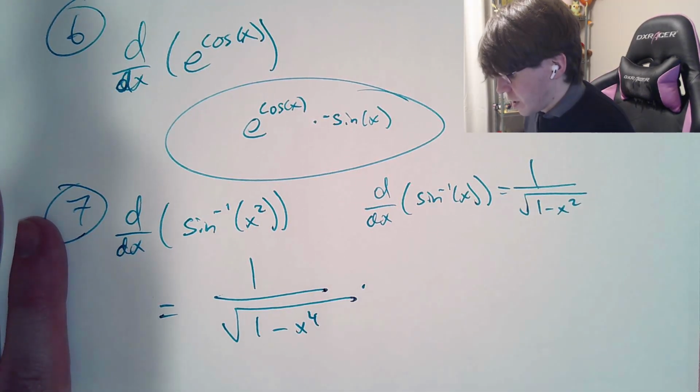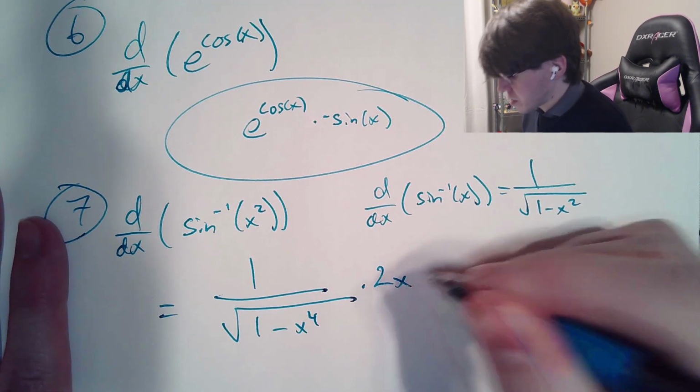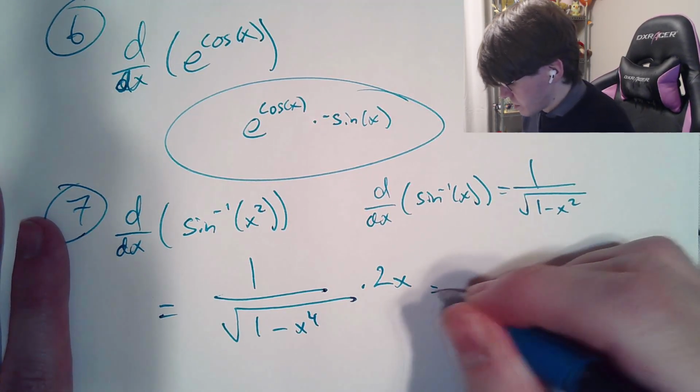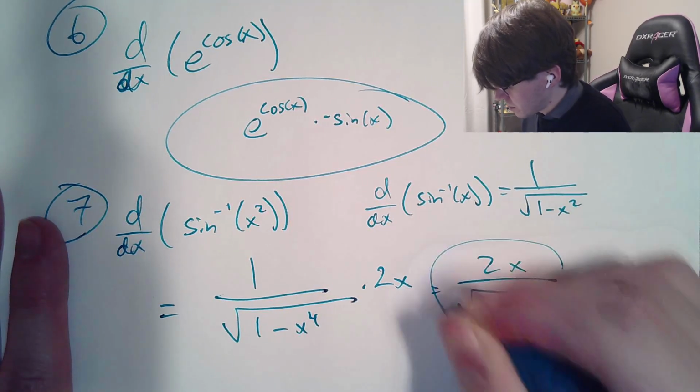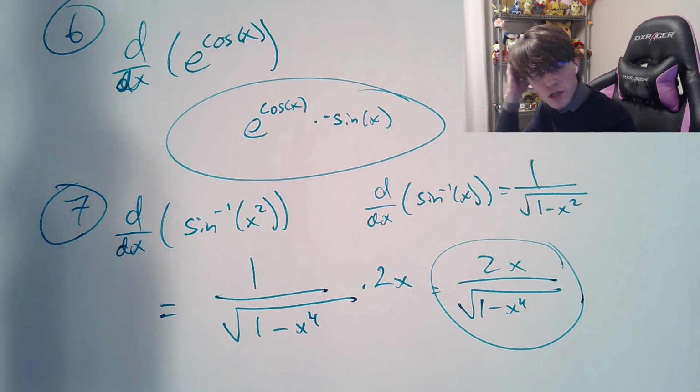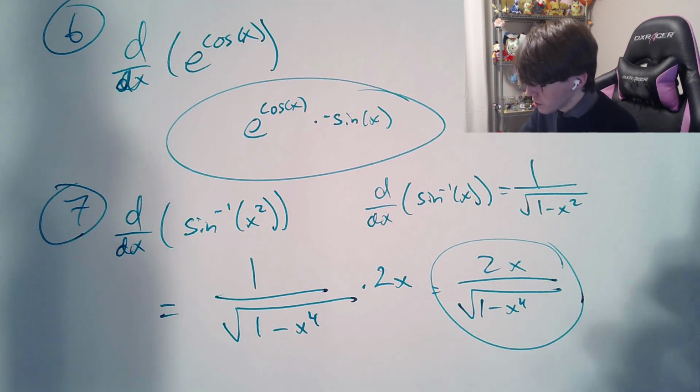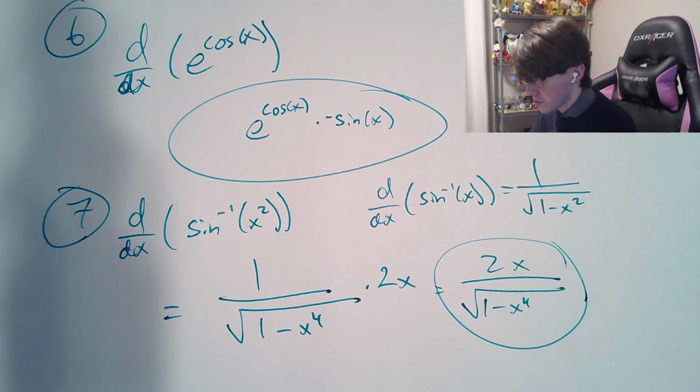And then you're going to be multiplying it by the derivative of the inside, which is just 2x. So you can simplify this to like 2x over the square root of 1 minus x to the 4th. There are other ways to do this question, like I said, with implicit differentiation that kind of make more sense, but it's a heck of a lot longer. Good luck. Have fun memorizing all your inverse sines.